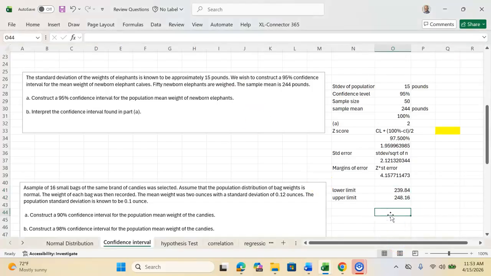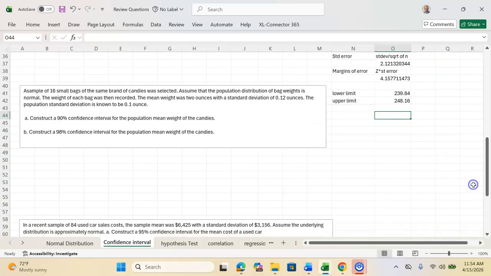So those are the lower limit and the upper limit. And in this case, we have constructed the confidence interval for that population mean weight. So it means the population mean weight will be between 239.84 and 248.16, in between these two values. So that's the interpretation of this confidence interval, part 1.